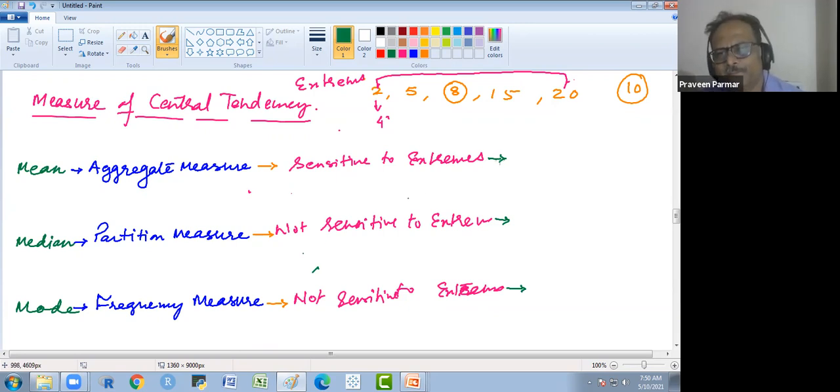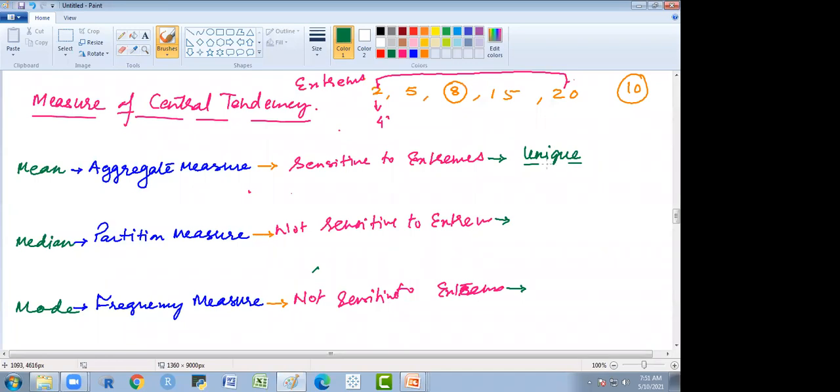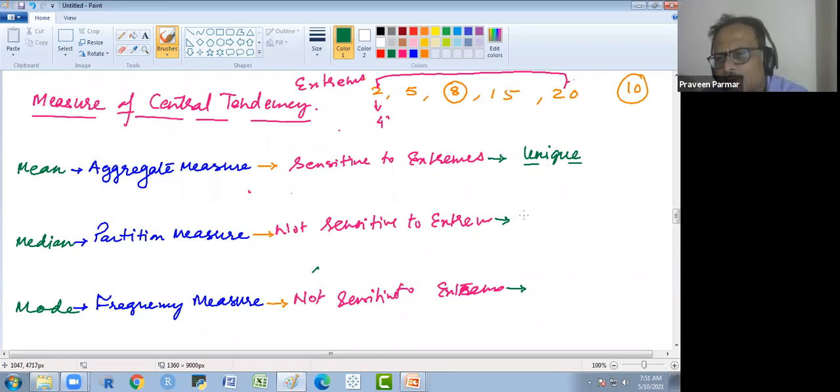Now, if we talk about the mean, we always get a unique mean. Can you get two means of a data set? You always get one and only one mean. So it is always unique. The median will always be unique. One median you will get. You will not get two medians out of a data set. But the mode may be more than one.